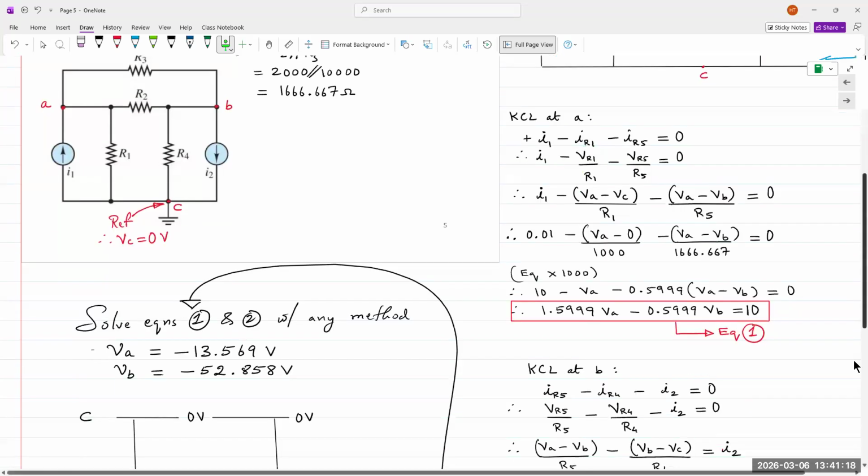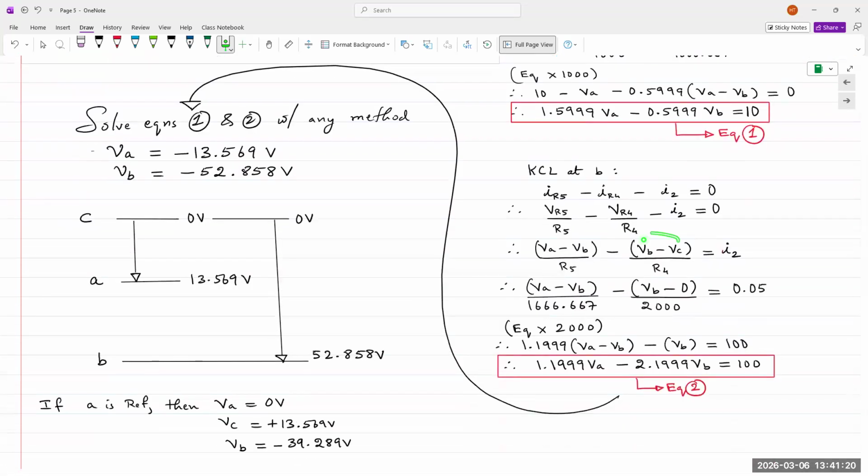VB, of course, sorry, VR4 is across R4. VC is my reference, 0. So VR4 is equal to VB. That's the voltage. No matter what value you choose for your reference, this VR4, VR5, and VR1 will not change. You will always obtain the exact same values.